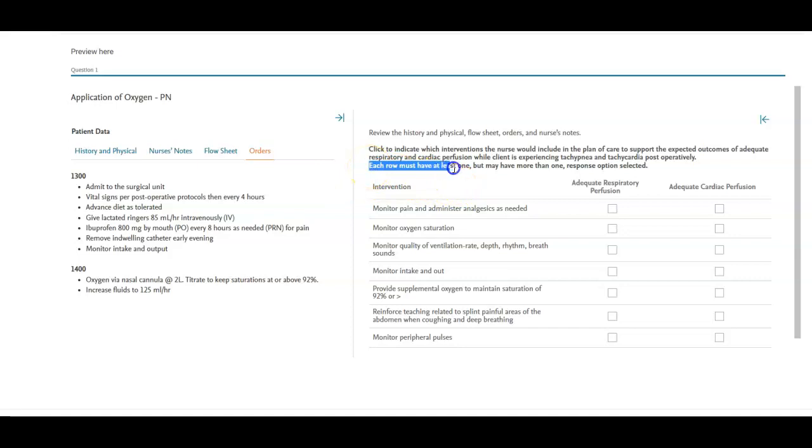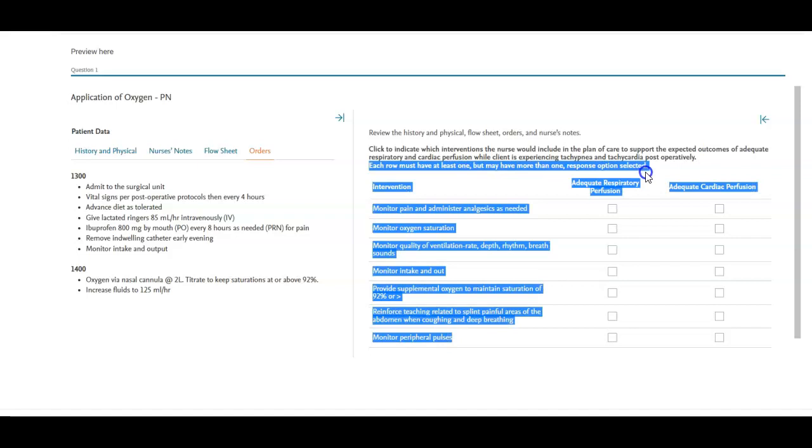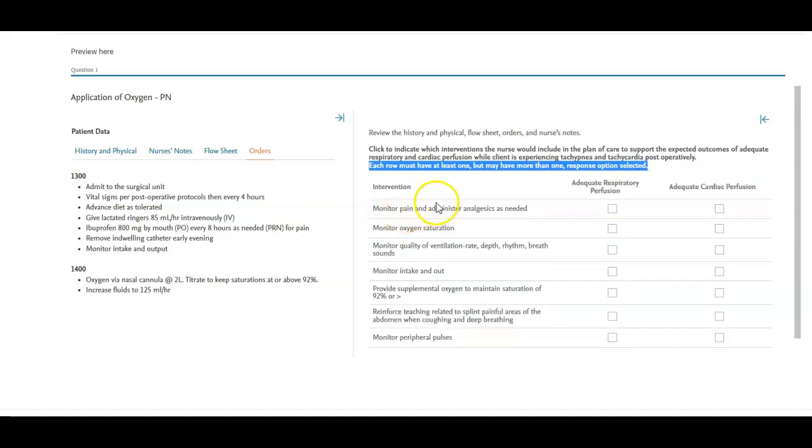Each row has to have at least one, but can have more than one. So what does that mean? It means that when I go and let's look at the first row, monitor pain and administer analgesia. If that intervention helps for respiratory, I'm just going to click there. If it's an intervention that helps with cardiac, I'm going to go ahead and press there also.